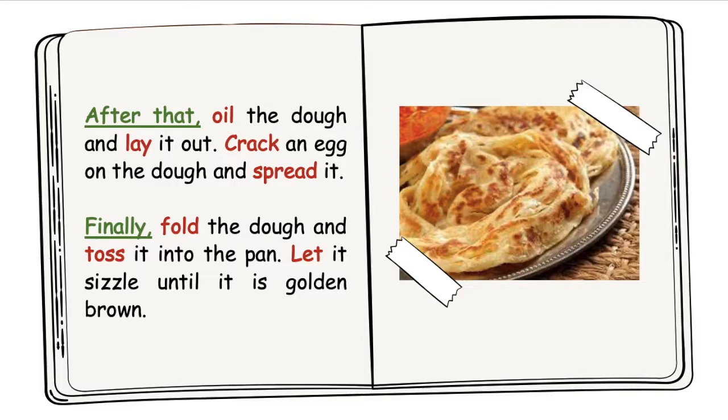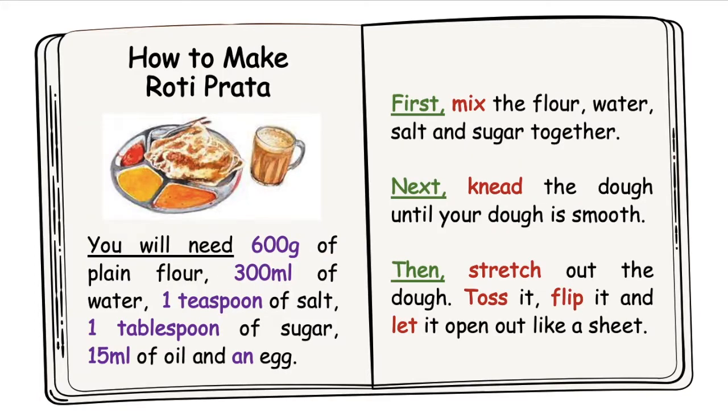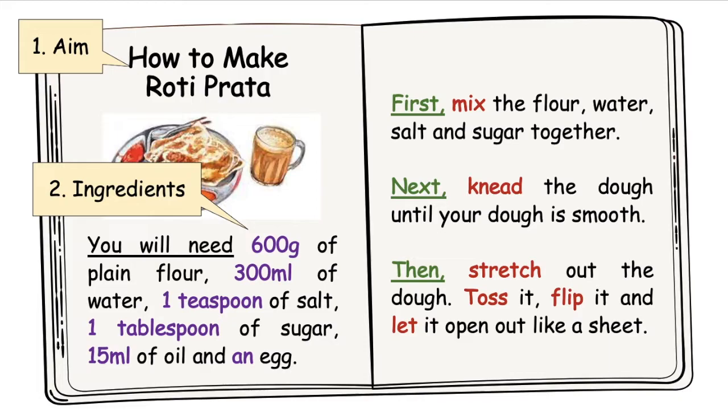So this is Mr. Dawood's instructions on how to make roti prata. What are some things that you realized in the way that he wrote his set of instructions? Let's take a look. So first, at the very beginning, he told us the aim of what he is writing. He wants to tell us how to make roti prata. Then, he told us the ingredients that are needed to make roti prata. He tells us exactly how much of each item we need.